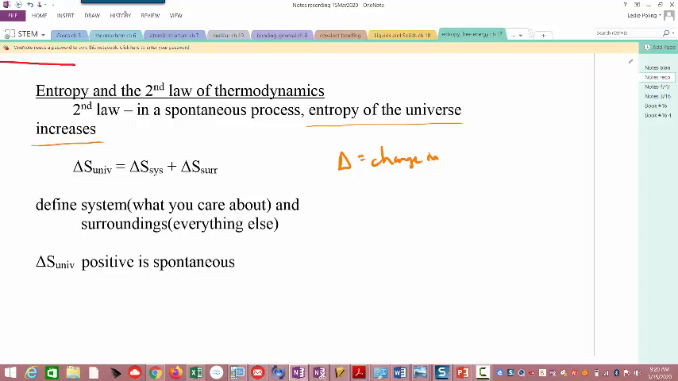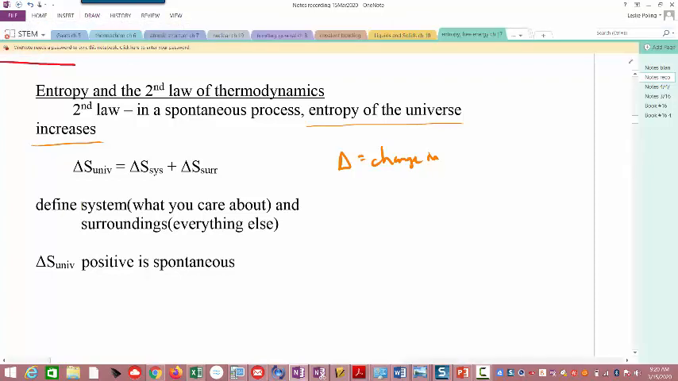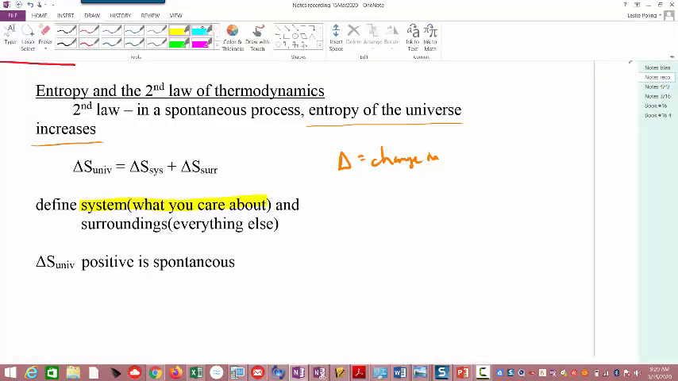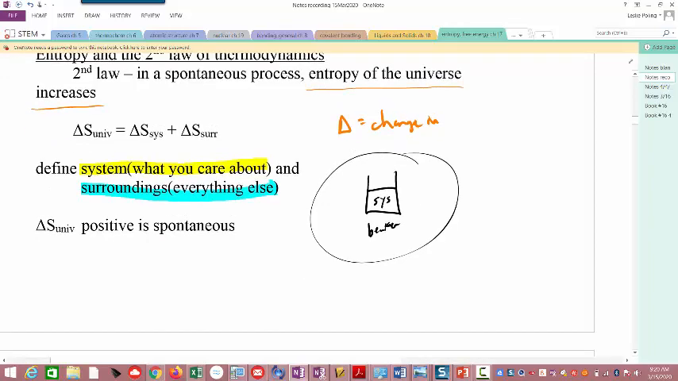So we have to define the system and the surroundings. We did this before when we were just looking at q = mcΔT problems. And the system is what we care about, and the surroundings is everything else. So remember before, if we had a reaction happening in the beaker and that was the system, then literally the surroundings are everything outside of that. All right, when delta S of the universe is positive, we have a spontaneous process.